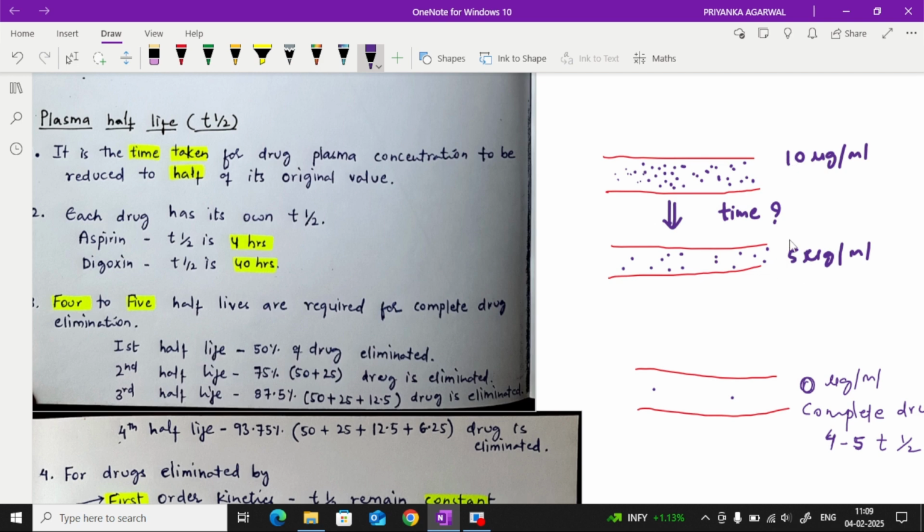10 here will become 5, okay. So it is the time taken for drug plasma concentration to be reduced to half of its original value. I think you understand it. What do you mean by this?